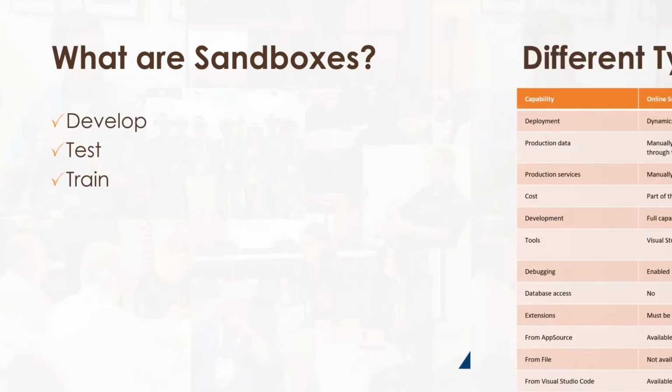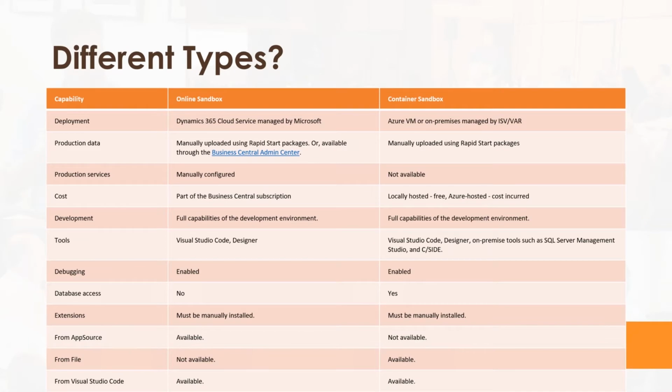Just like anything else Microsoft, we have options. To get started with sandboxes in Business Central, it is important to understand the different options you have at hand. You can either choose to run a sandbox environment deployed as a Business Central service, or you can run a container-based image, either hosted on an Azure virtual machine or locally. Both options provide the AL development tools. The container-based sandbox additionally provides access to the C-side development tools.